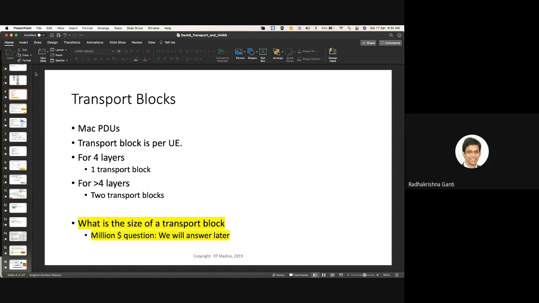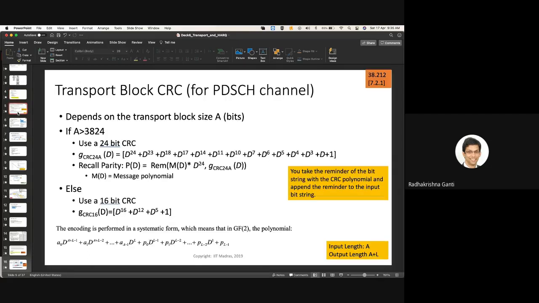Okay. So what we learned was PDUs come from MAC layer in terms of something called transport blocks. For up to 4 layers, you have 1 transport block. More than 4 layers, you'll have 2 transport blocks. And a transport block is always a UE-based transport block, so every transport block goes to 1 UE. The first thing that happens is, depending upon the length of the transport block, which is denoted by size A, you either add a 24-bit CRC or a 16-bit CRC. Okay, so at the output of this CRC, you have A plus L as the length of the whole thing.